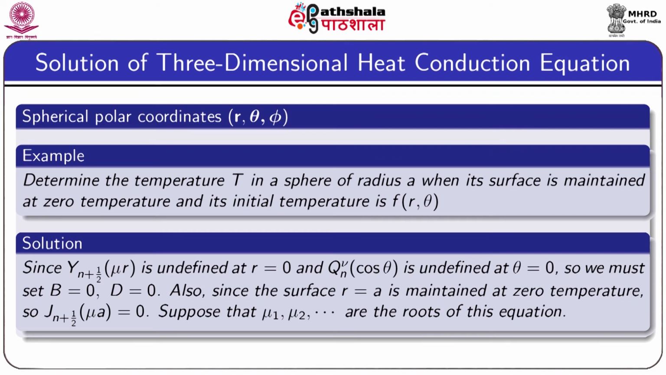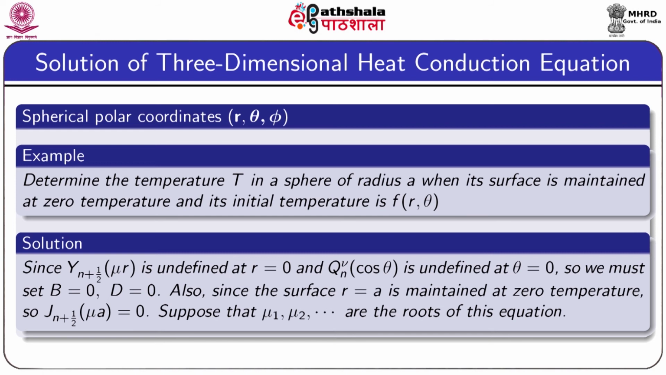Now we are going to solve a problem. For that purpose, we take this example. We have to find the temperature T in a sphere of radius A, where its surface is maintained at 0 temperature and its initial temperature is F(r, theta). Now, inside the sphere, r equals 0 is a point.